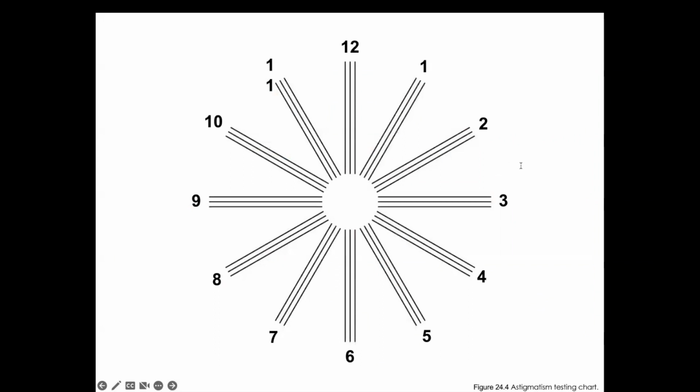And then this is a test to see if someone has an astigmatism. An astigmatism is a condition where the eye is not completely round. If you do not have astigmatism, you should be able to look at this chart and see all the black lines very straight and very clear with no blurriness. If you do have an astigmatism, then you would see some of the lines appearing blurry.